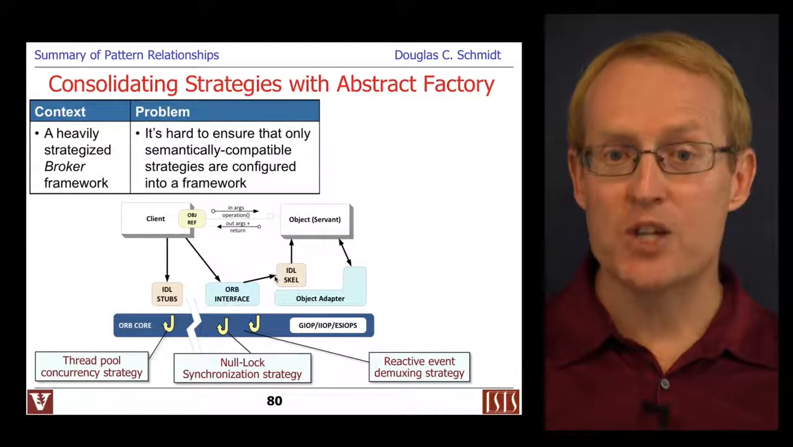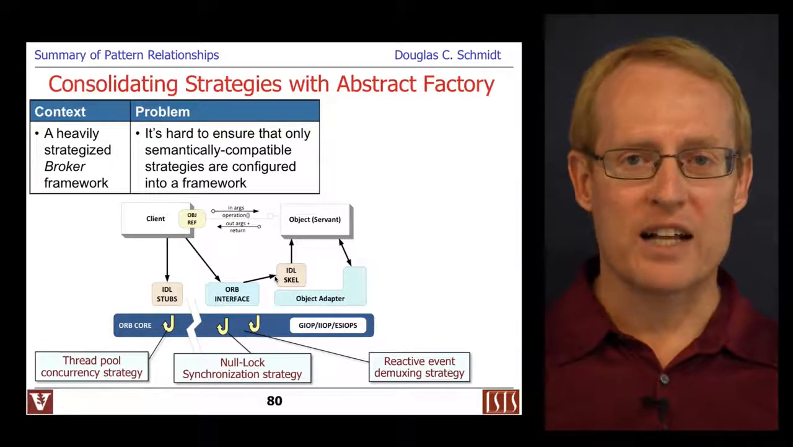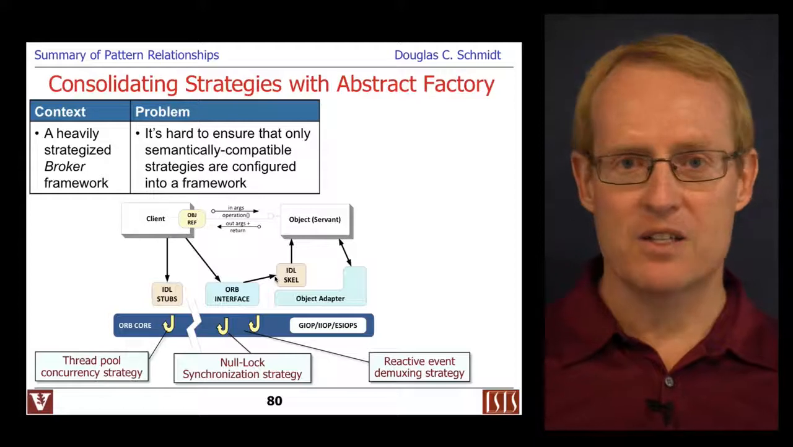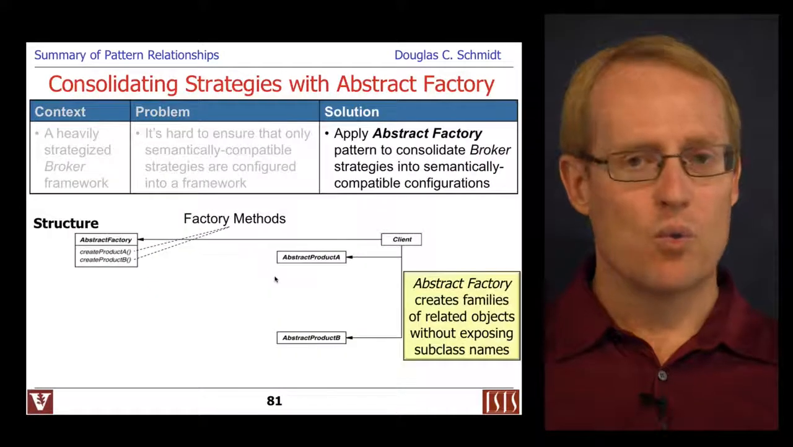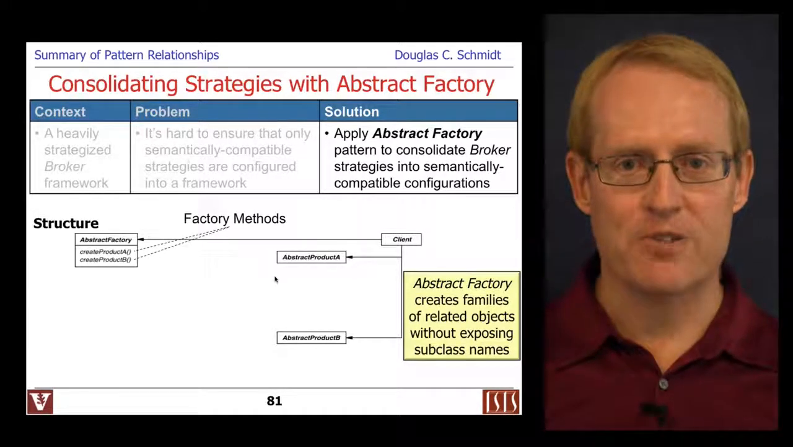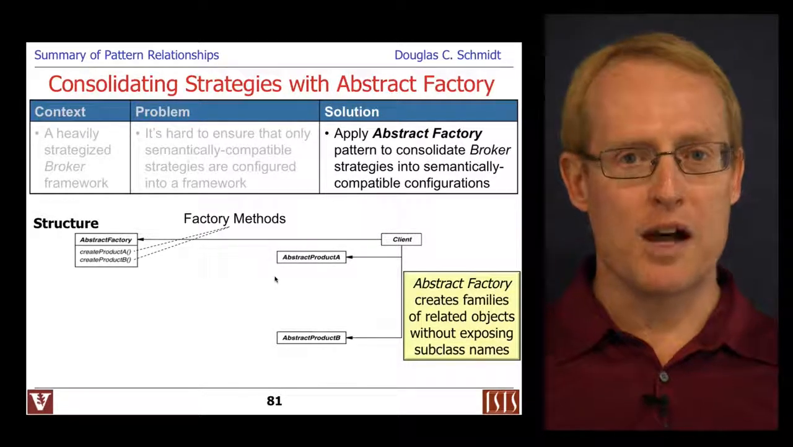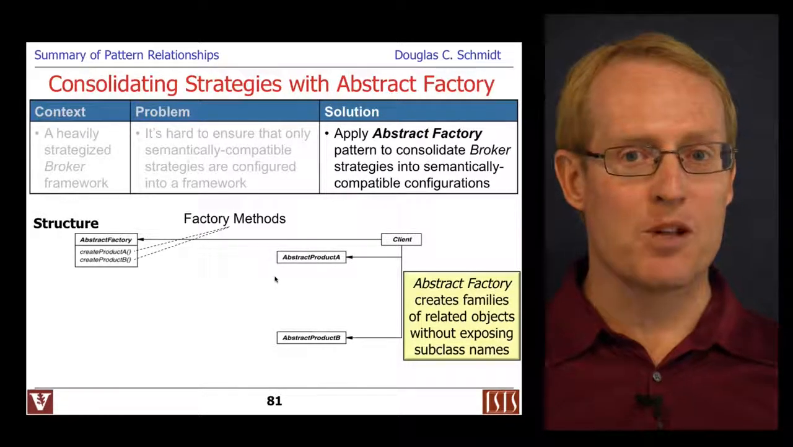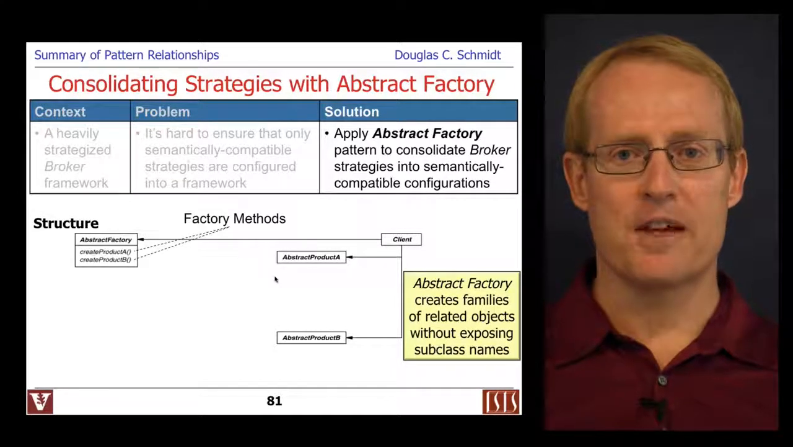And the more strategies you have and the more combinations you have, the more likely you are to run afoul of this configuration nightmare. So how did we solve this problem? We applied another Gang of Four pattern, this one called Abstract Factory. And we used this to consolidate groups of semantically compatible strategies behind the Abstract Factory interface.